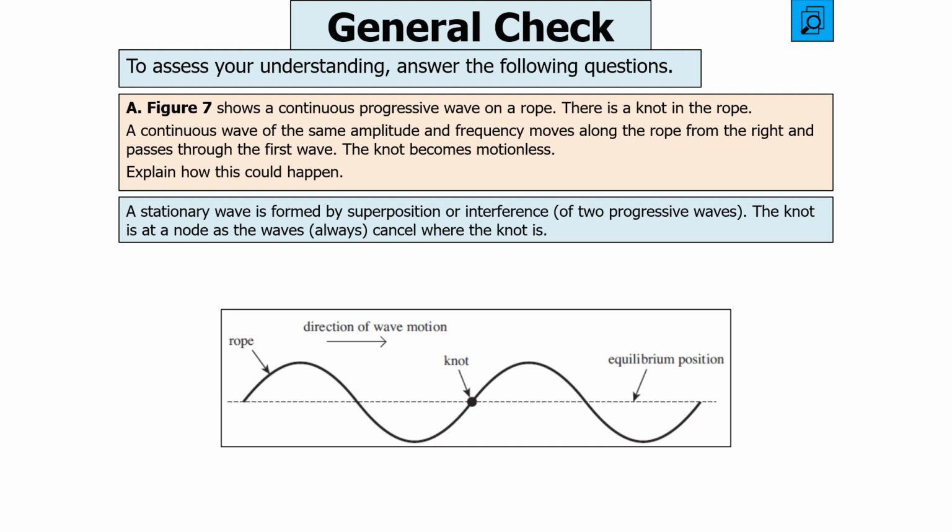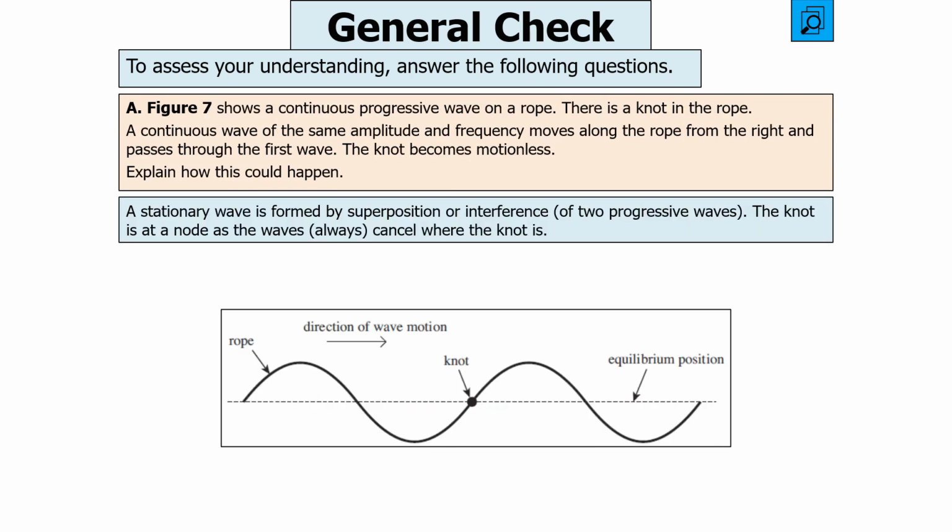Well, a stationary wave will have been formed by superposition or interference of the 2 coherent progressive waves. Now the knot must be sat at a node, as the waves will always cancel where you've got the knot and there's a node. Okay, so there's a node displacement and no oscillation there.